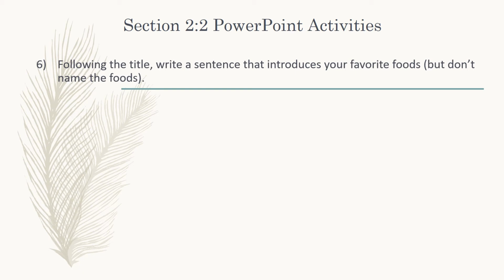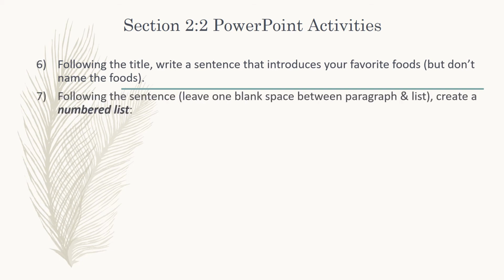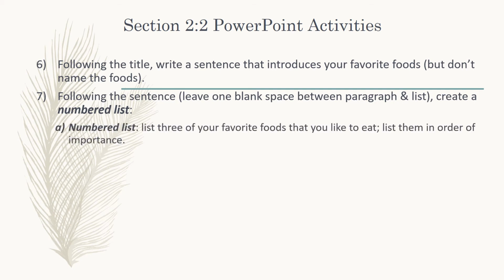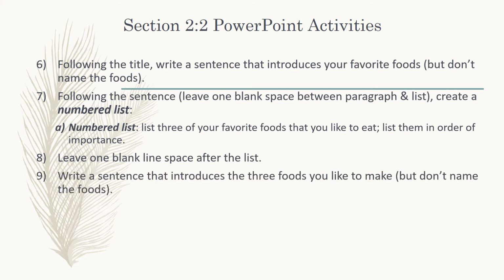Following the title, write a sentence that introduces your favorite foods, but don't name the foods. Following the sentence, leave one blank space between the paragraph and the list, and create a numbered list. The numbered list should list 3 of your favorite foods that you like to eat. List them in order of importance. Then leave one blank line space after the list.